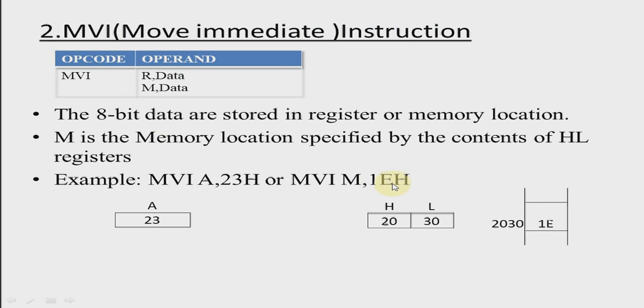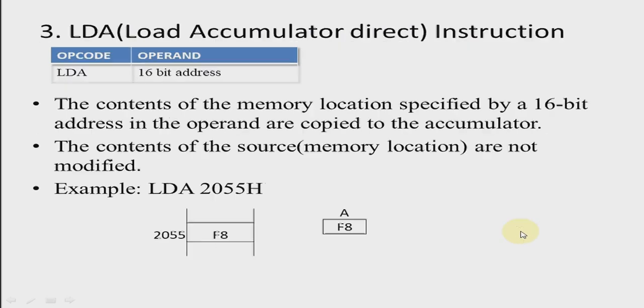This is the second example. What I intend to do is write this number, 1E, into the memory location. What is the memory location? It should be pointed out by the HL pair. Let us suppose the content of the H register is 20 and the content of the L register is 30. So the content of the HL register pair will become 2030. So 1E will be written at 2030. So 1E is present at 2030.